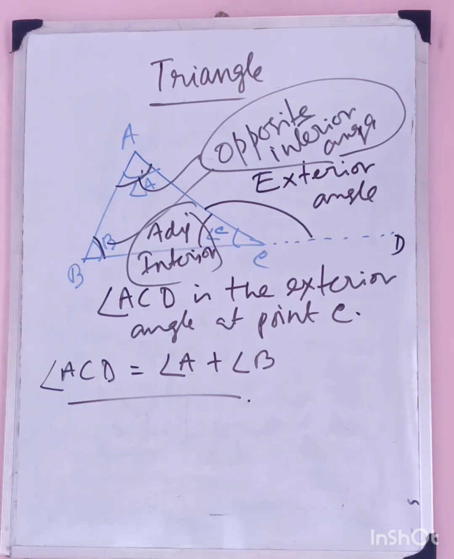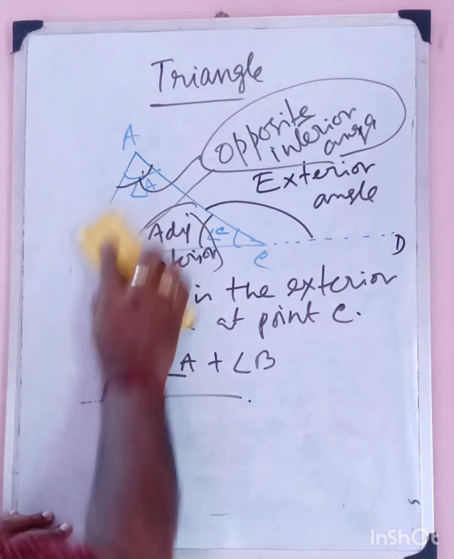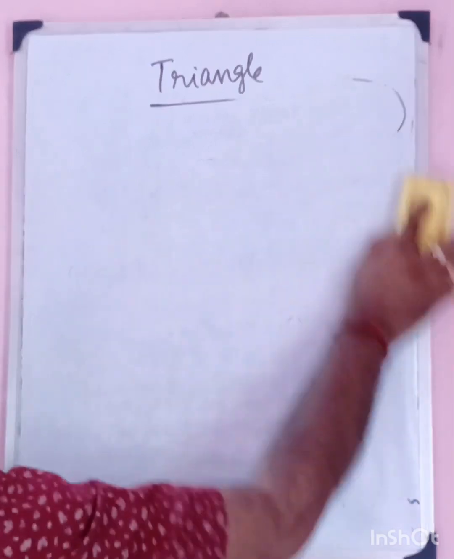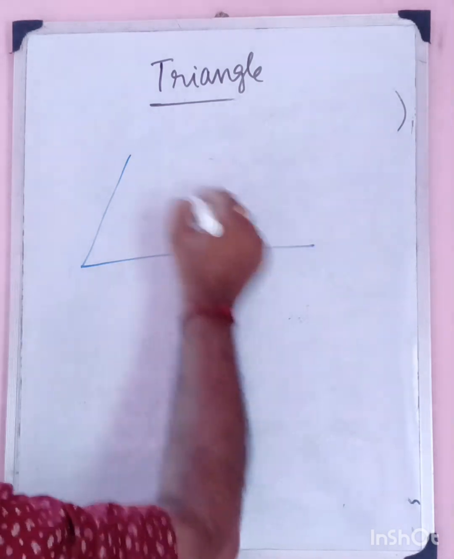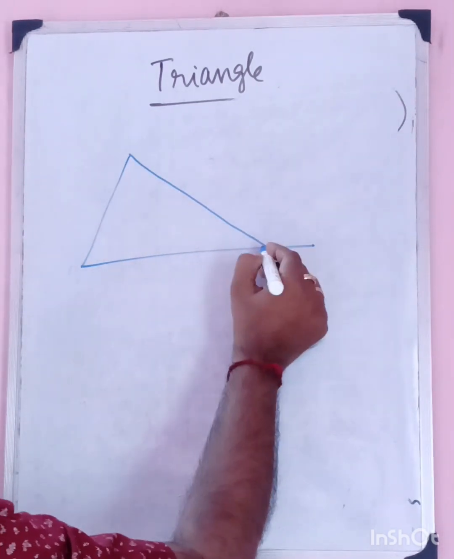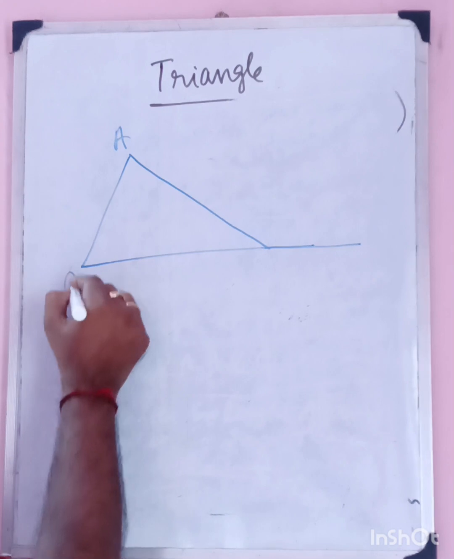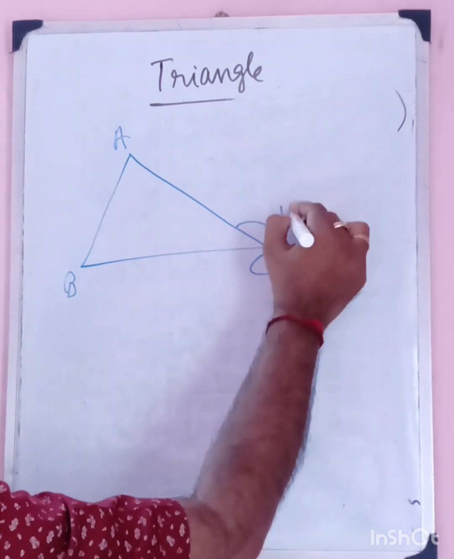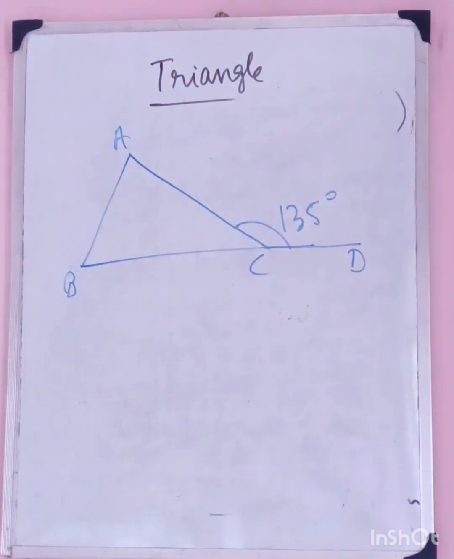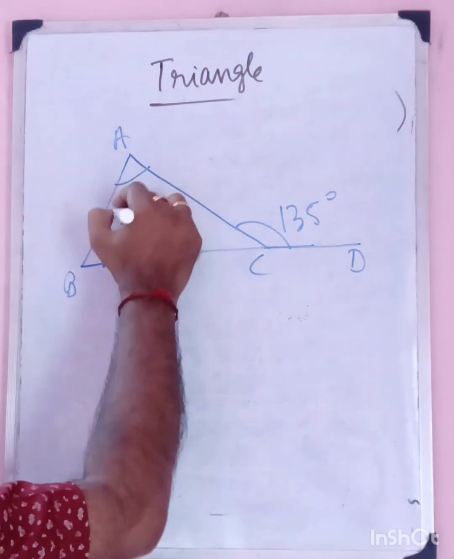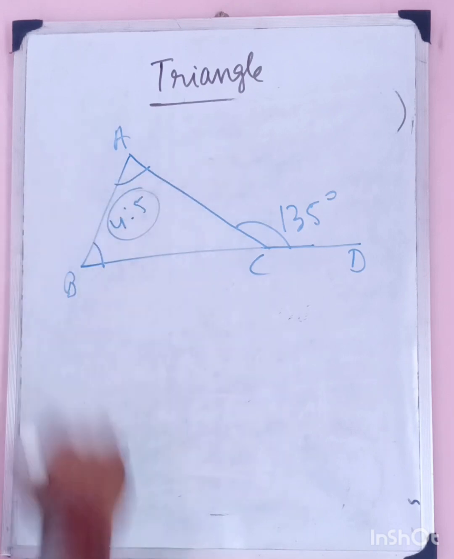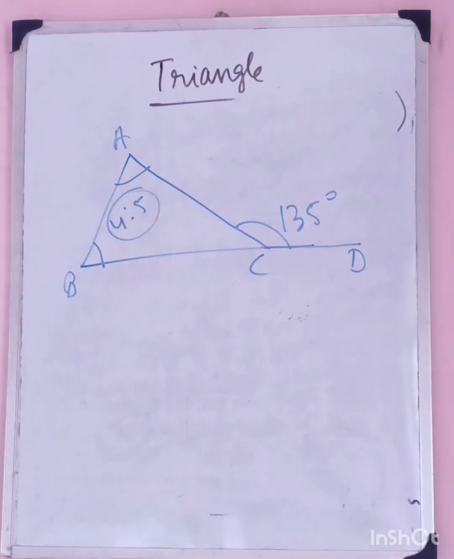You can be asked to solve questions like this, which is application of this property. Suppose in a triangle, this is given 135 degree and these two opposite angles are in a ratio of 4:5. Find the angles of the triangle.